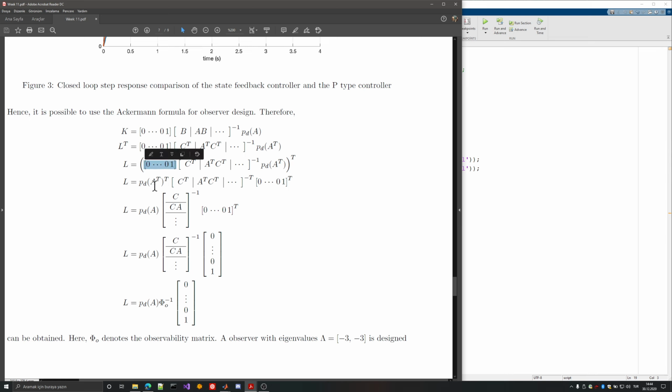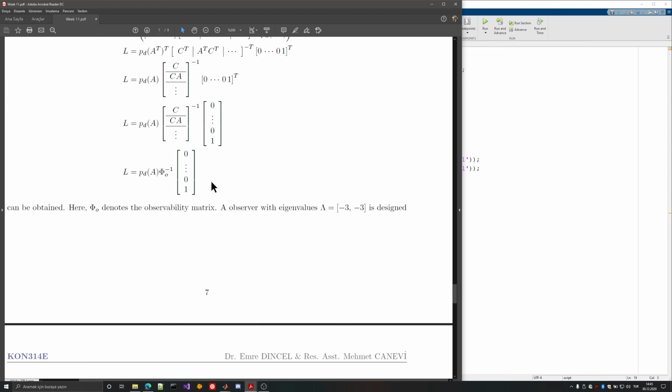So since you will use those estimates, the observer should be faster than your control strategy. And there are two ways to design or use this Ackermann formula. First is to use this formula here: just use PDA, the faster polynomial, then the observability matrix, which is defined as this, and then this row column vector here. Or you can take A transpose, C transpose, treat them as A and B, and just plug them in and get the result. And using the transpose of the result will give you the Luenberger coefficients of the observer.